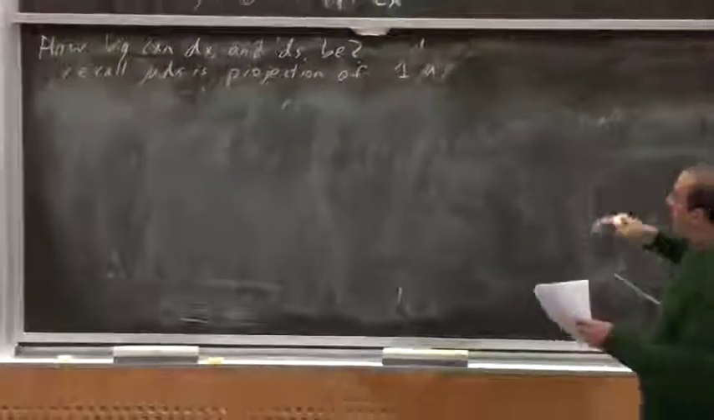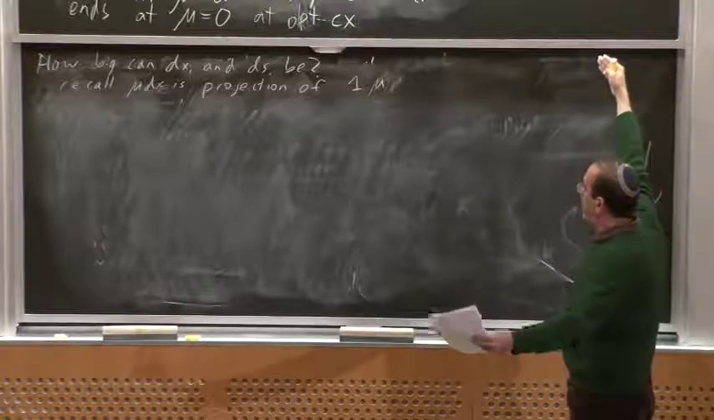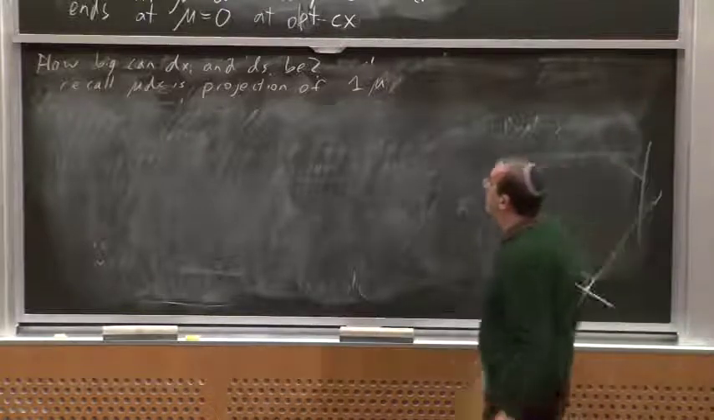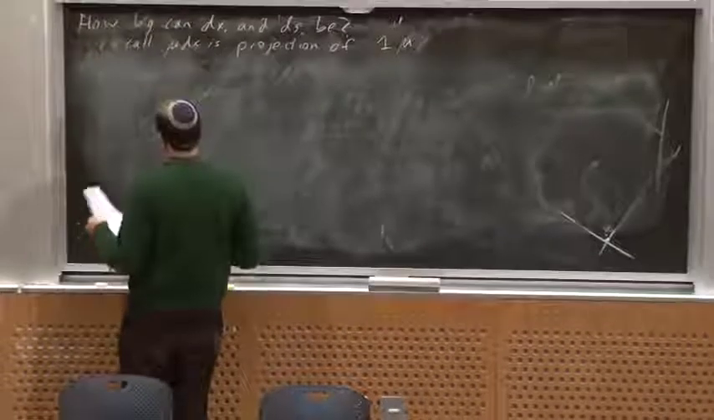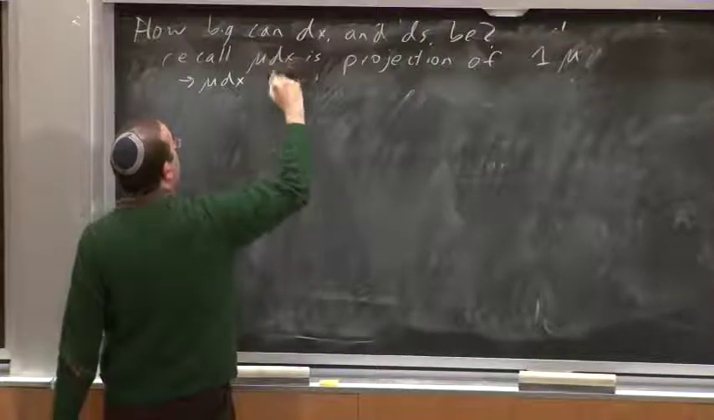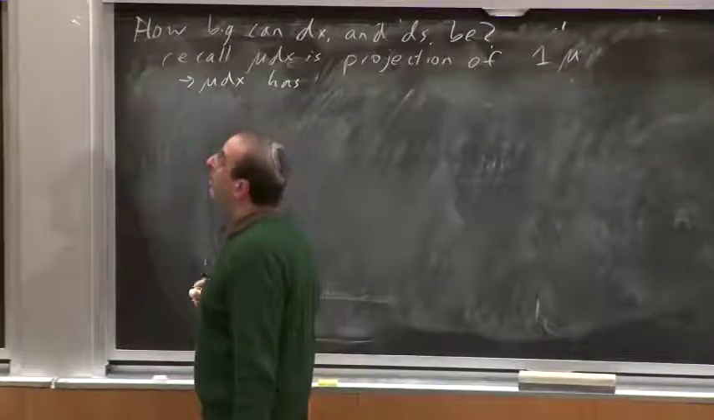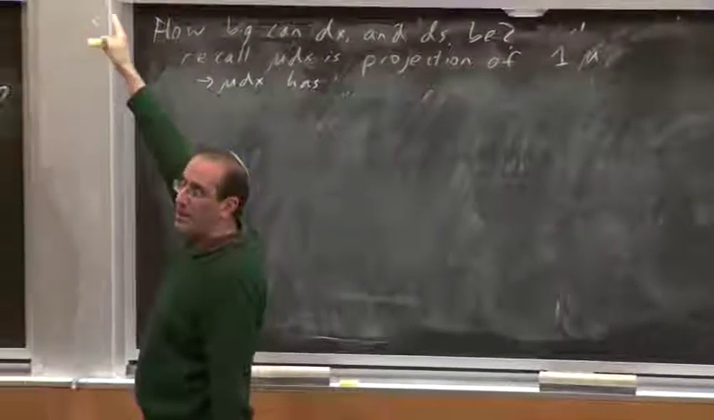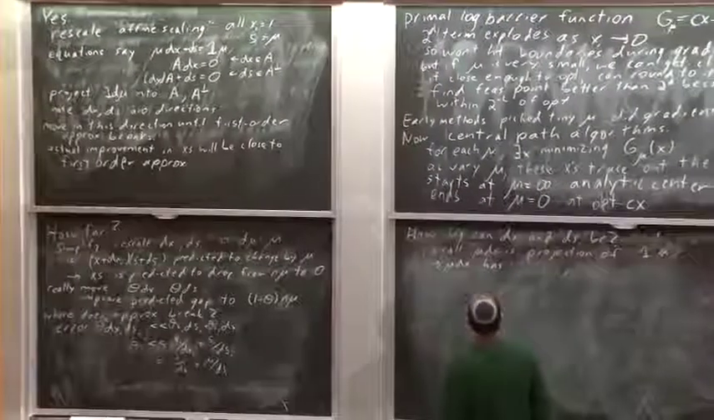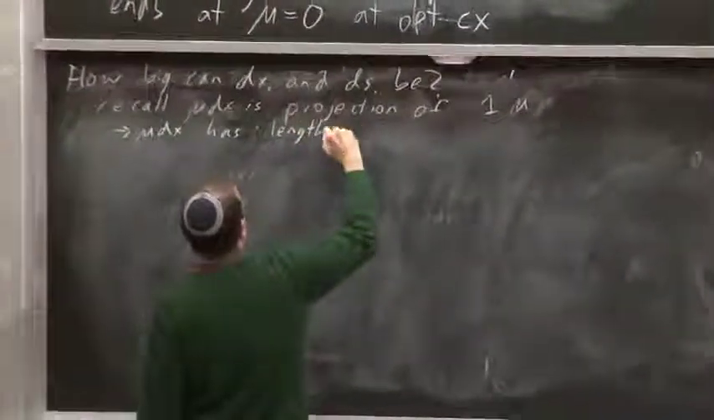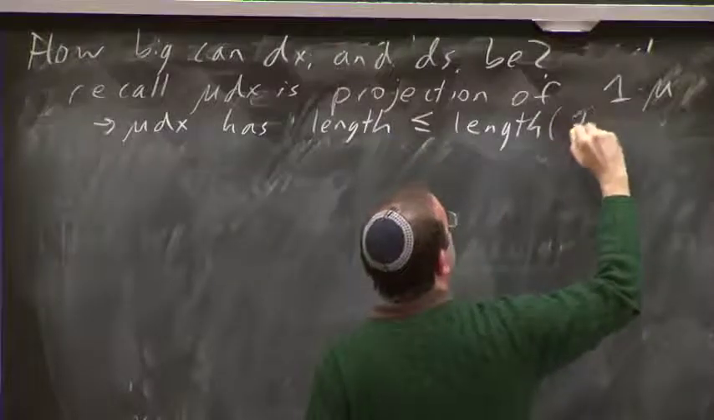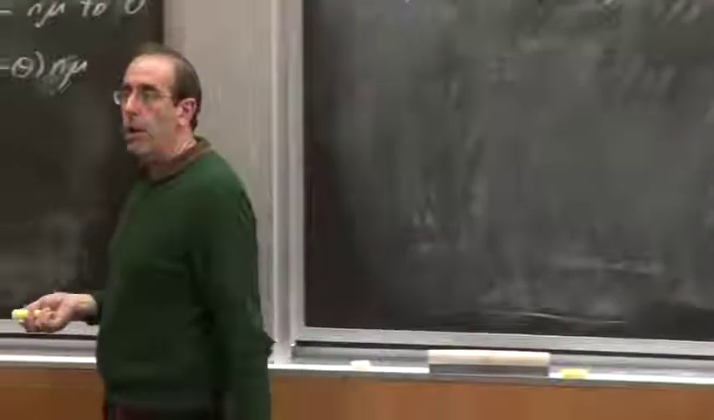That is, we set the length of things to make this all this vector of all mu's, and then we projected it in order to get dx and ds. But if mu dx is a projection of 1 sub mu, that means that the length of mu dx... Well, we set d mu over here to be equal to mu, right, because we're scaling things trying to get rid of all of the duality gap. So mu dx therefore has length less than or equal to the length of one times mu. Now, what's the length of that vector? The vector of all ones multiplied by mu.